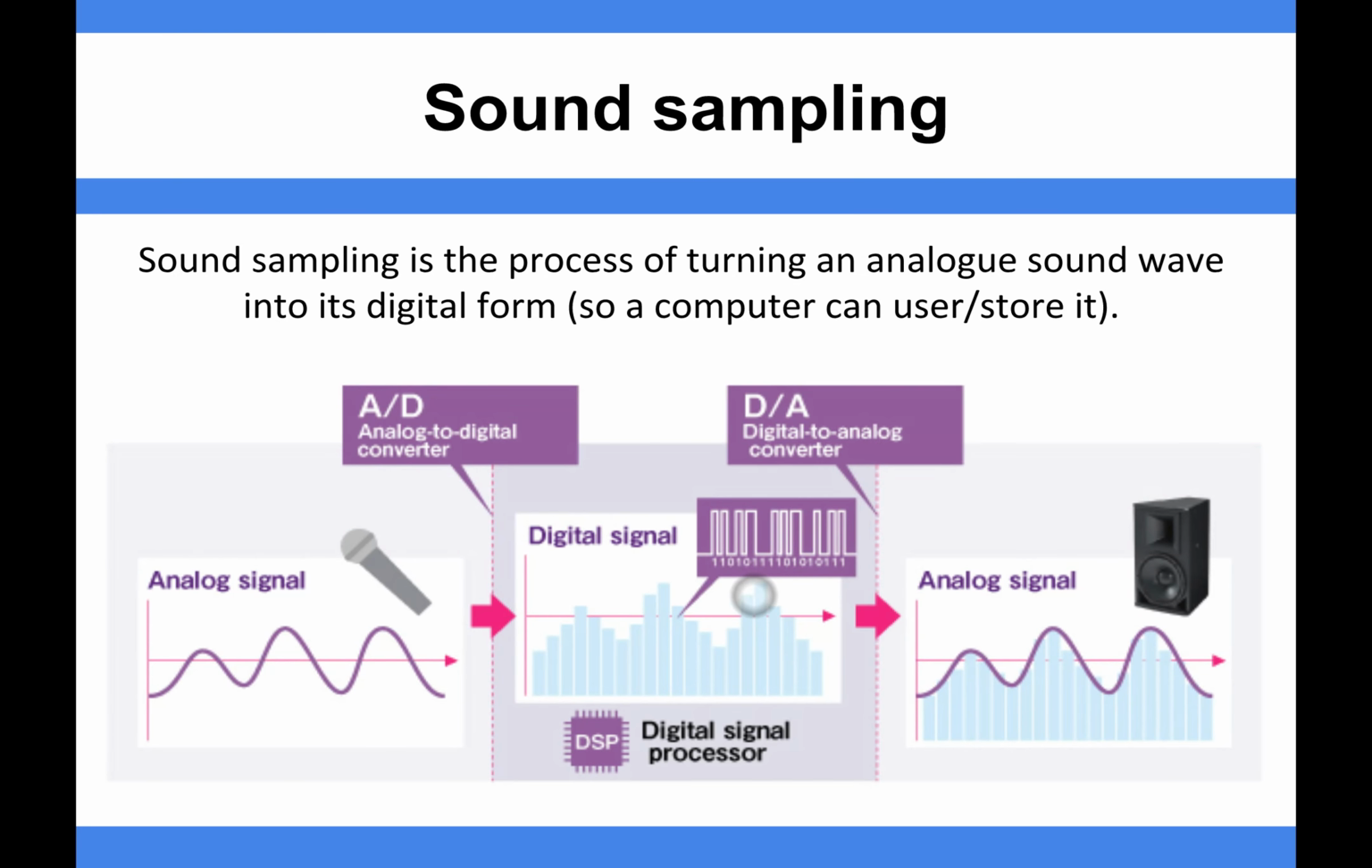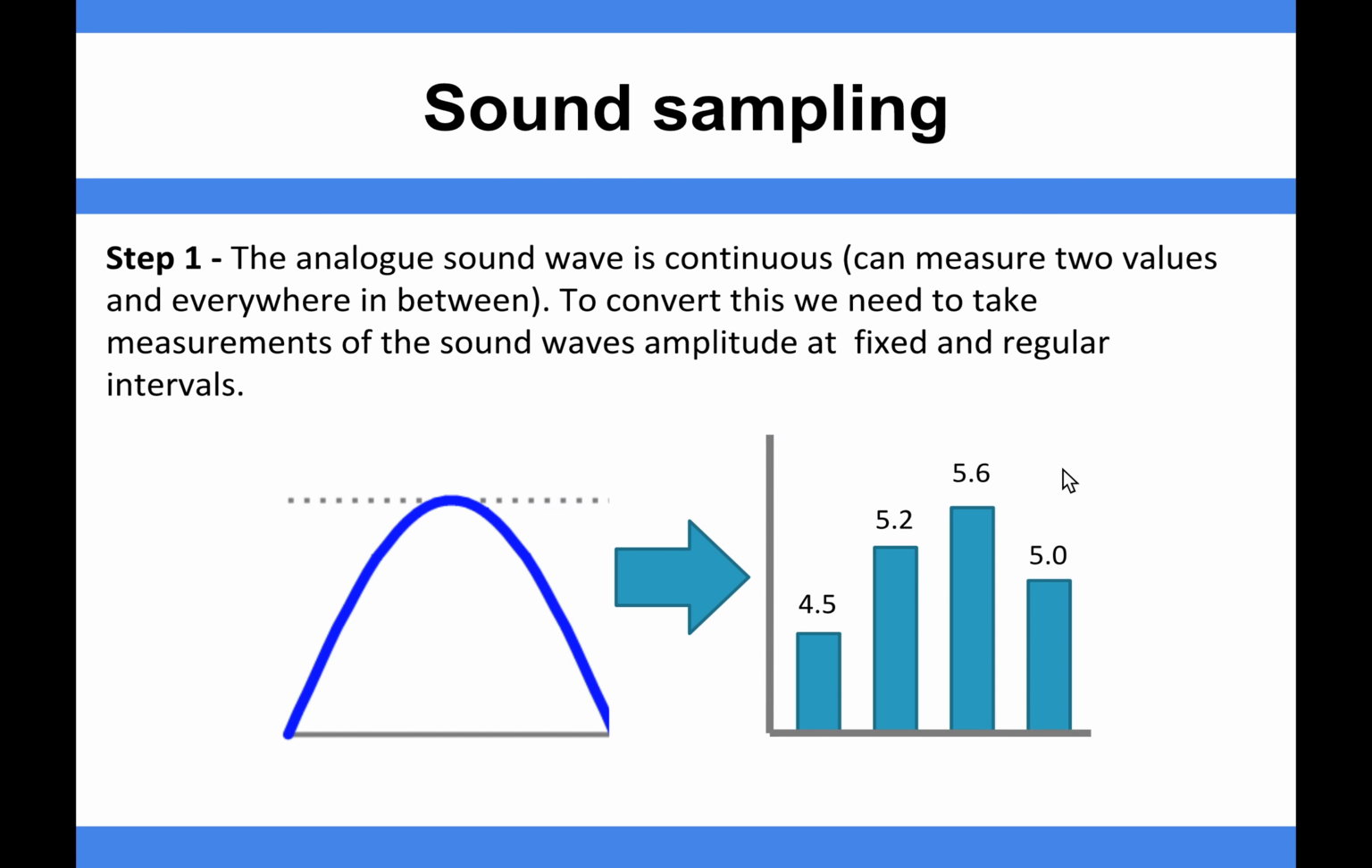So we're trying to create something with ones and zeros that replicates that wave. And then on the other hand, you've got a digital to analog converter, which if we ever wanted to go the other way, so we want to output this digital data in analog form, we go for a DAC, and we might use that so you can hear the sound out of a speaker. Okay, so that's sound sampling, and the way it works is in a few steps.